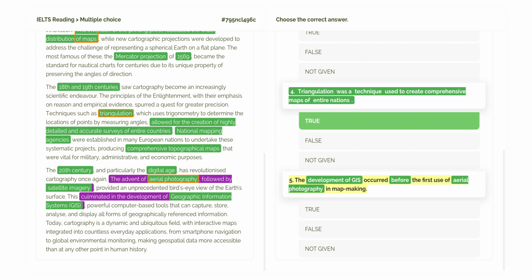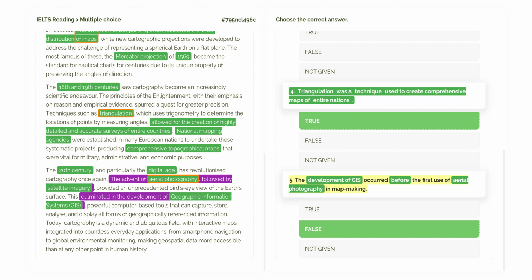Not given. The passage provides a clear chronological order for these developments. Because the information about the sequence is present, the answer cannot be not given. This option is incorrect. The passage clearly indicates that aerial photography came before GIS. The question states the opposite, so the statement is false. The correct option is B.